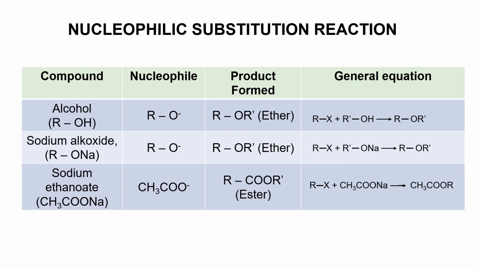Next, compound alcohol, nucleophile alkoxide ion, product formed is ether. So this is the general equation. And sodium alkoxide, RONa, nucleophile alkoxide ion, the product formed is the same, ether, and also the general equation. So sodium ethanoate, CH3COO-Na+. The nucleophile is ethanoate ion, the product formed is ester, RCOOR, and this is the general equation involving sodium ethanoate as the reactant.